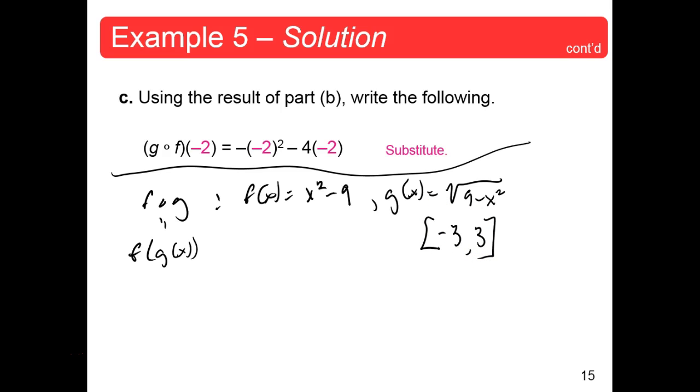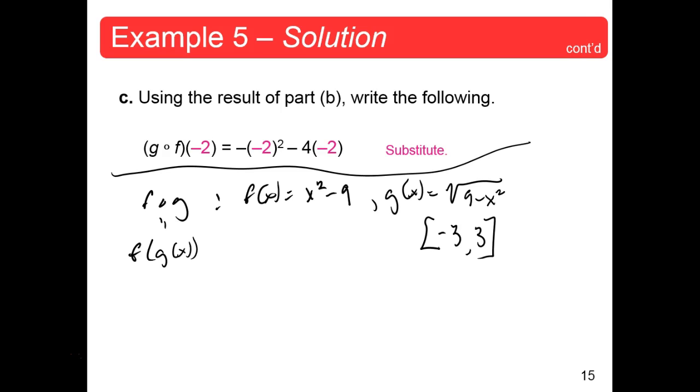Now what we have to worry about is the output of that. When we put in something from there, the square root gives you a positive number, because it's a principal square root, and it's only going to be between 0 and 3. But who cares about that? Because f is a polynomial, it'll take anything. Even if that were some other number, f will deal with it, no problem. But it's the g that was the limiting factor here. It keeps you between minus 3 and 3.